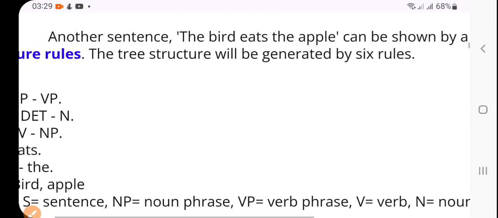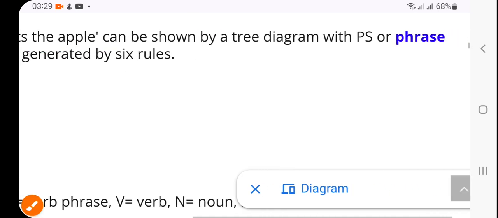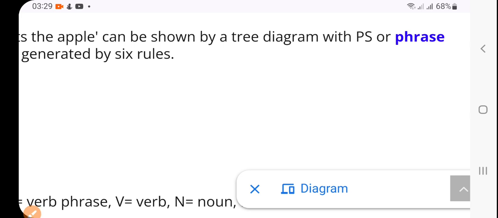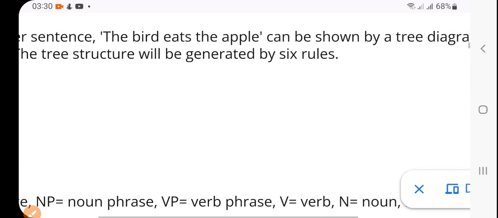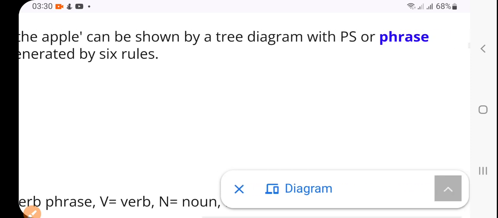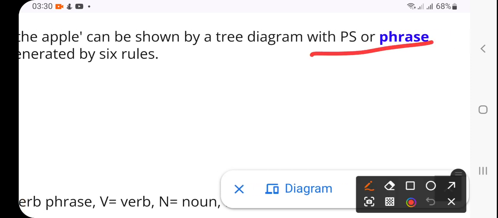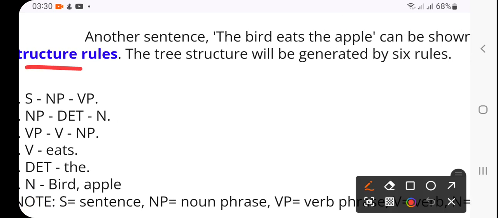Another sentence, the bird eats the apple. The bird eats the apple can be shown by a tree diagram, right? With PS, or phrase structure rules. Very important. Phrase structure rules are very important. This structure will be generated by six rules, right? Very important part. First of all, let us discuss these phrase structure rules.